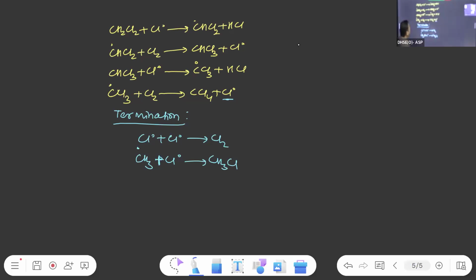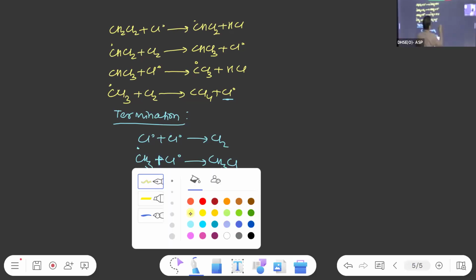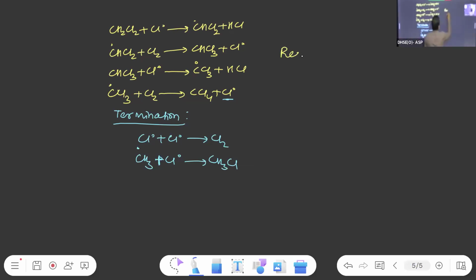Next we will see the reactivity of halogens. What is the order of reactivity of halogens? Under halogen it can be fluorine, chlorine, bromine and iodine. So what is the order of reactivity of these four halogen atoms towards free radical substitution?